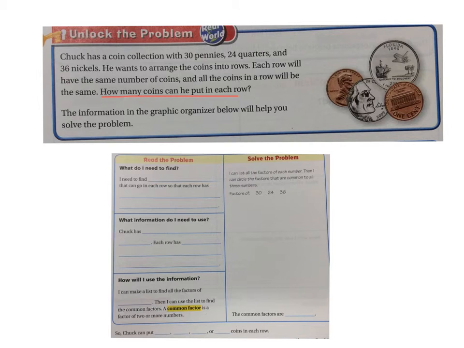So we want to find out, go ahead and underline what the question's asking. How many coins can he put in each row? The important information is that he has 30 pennies, 24 quarters, and 36 nickels. He wants each row to have the same number of coins, and all the coins in a row will be the same. Once you know what the question's asking, you should be able to explain it in your own words. So right now at your table group, explain what the question's asking us.